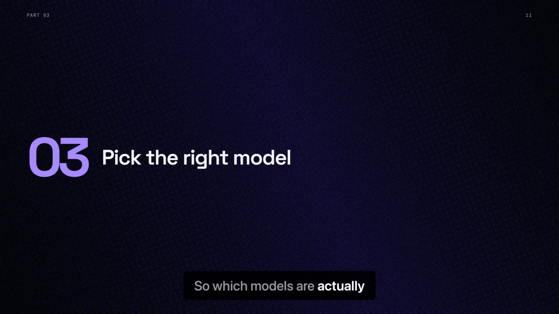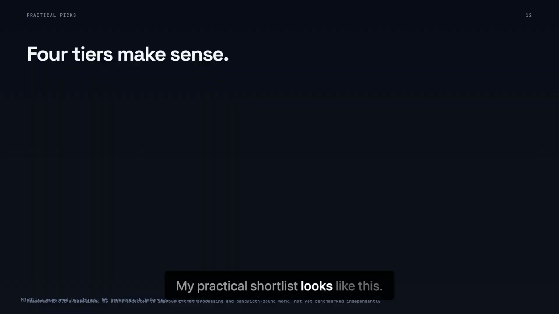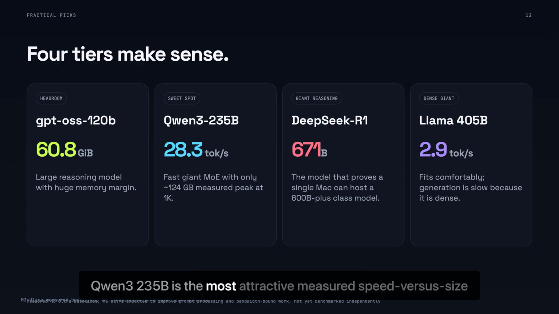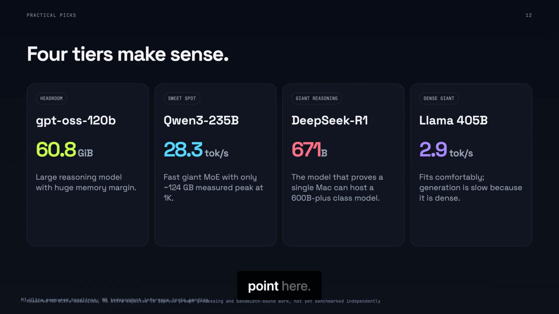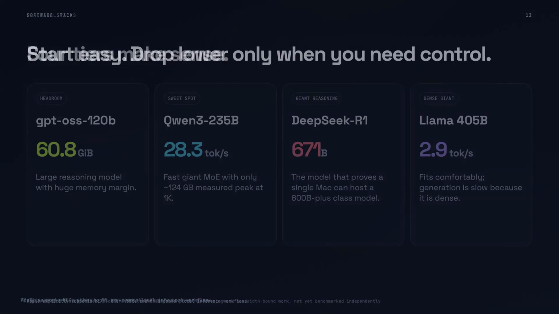So which models are actually worth running on this machine? A practical shortlist looks like this. GPT-oss 120B when you want lots of memory headroom. Qwen3 235B is the most attractive measured speed versus size point here. DeepSeek R1 is the giant reasoning flex that is still interactive. Llama 405B absolutely fits, but at around 3 tokens per second on M3 Ultra, I would run it only when I specifically wanted that dense model.